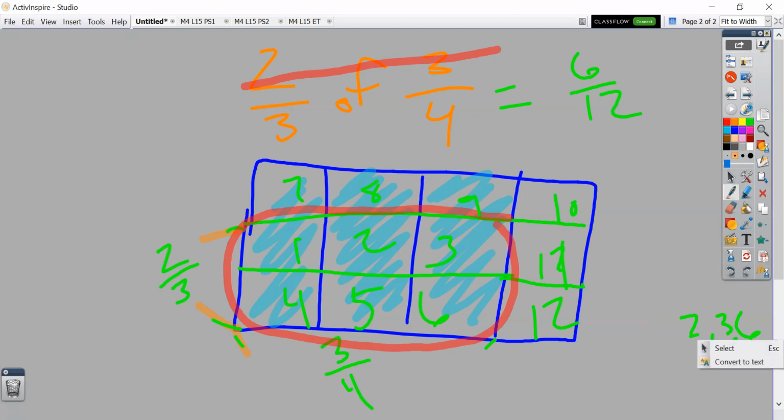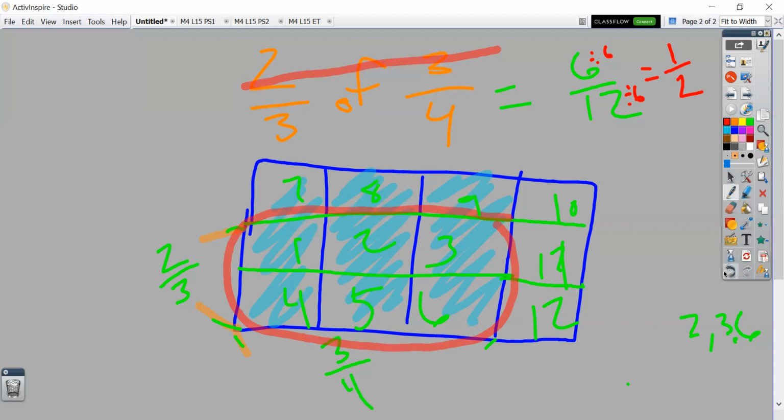Now let's think about those three factors and think, do they also divide into 12? Well, 2 definitely divides into 12, right? 3 also divides into 12. And 6 as well divides into 12. So we're going to divide both by 6 to rename it as 1/2. Perfect. Now that we've simplified it all the way down to its simplest form, we're done.